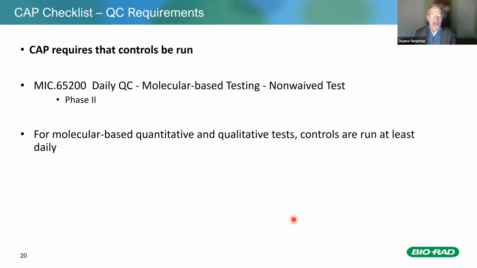Now, we have some structure, as you know, that's put in place by regulatory agencies like CAP that provide us with guidance on how to set up our quality assurance programs. And I'll show you some examples from CAP about what they say, and I'm sure you're all familiar with this. For those labs that don't use CAP, there's a similar structure and clear requirements in ISO requirements. But CAP requires that controls need to be run for both quantitative and qualitative assays. Controls are run at least daily.